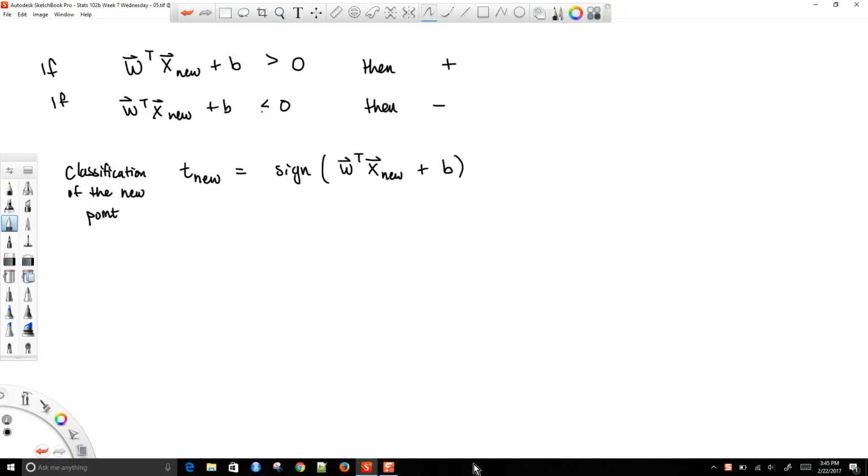So we're just saying we're going to take the new point and project it onto the vector W, which is perpendicular to our boundary line. And if that thing itself is larger than some constant B, then we will be positive or negative. Okay, and so this is what we've got here. So that's the first rule. And now we want to try to maximize the margin.